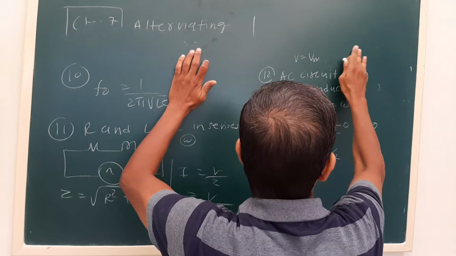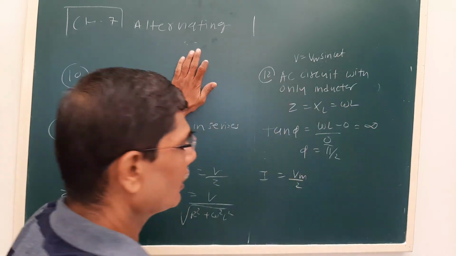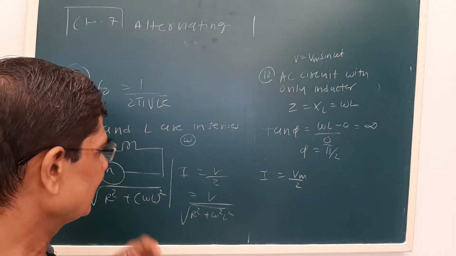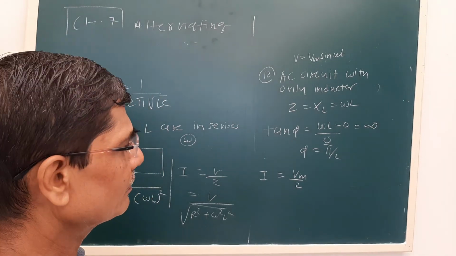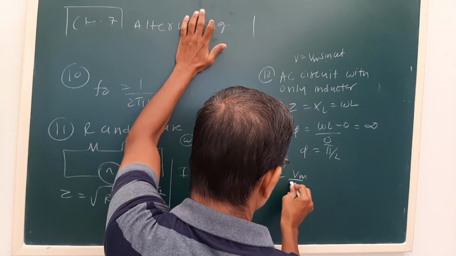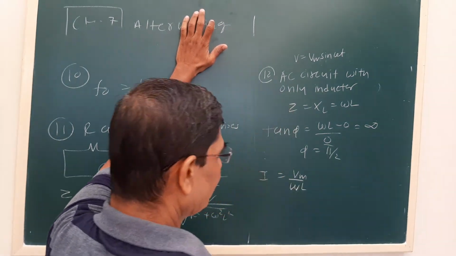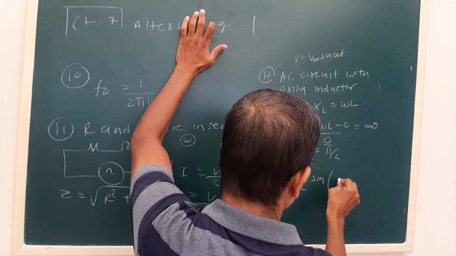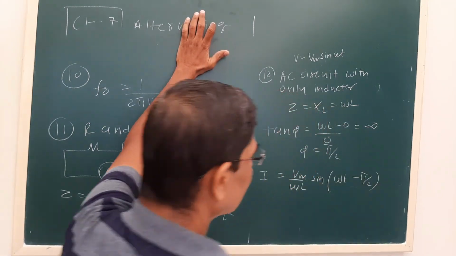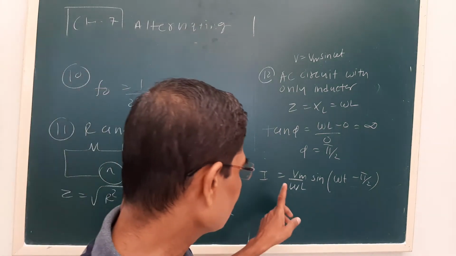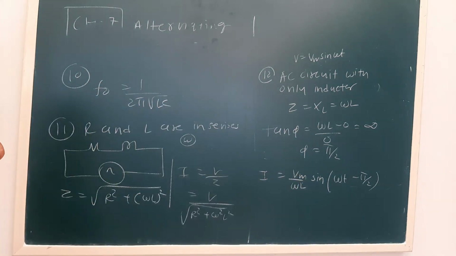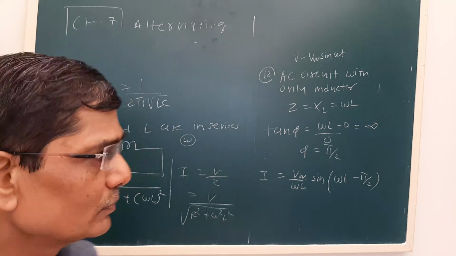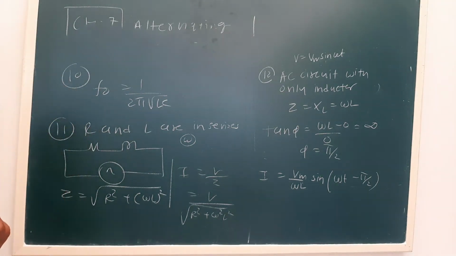Here let us say it is given sine. So how can we write down the equation of current? See, in AC circuit with only inductor, the current lags behind the voltage by pi by 2. So this will be Im, omega L is impedance, sine, voltage is given, current will be lagging behind the voltage by pi by 2. So the equation of current will be Vm upon omega L sine omega t minus pi by 2. So this is how we can write the equation of the current in AC circuit with only inductor.